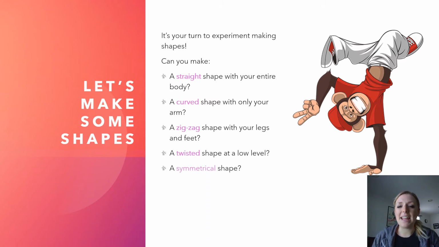Now, can you make a symmetrical shape? We've looked at this in our dance lessons before, and this is where we make a shape, and if we cut our bodies right the way down in half from the top of our head, it would be the same on both sides. So maybe my symmetrical shape will be this. And if you cut me in half, it will be the same on both sides. Can you make a symmetrical shape? Excellent. All right.